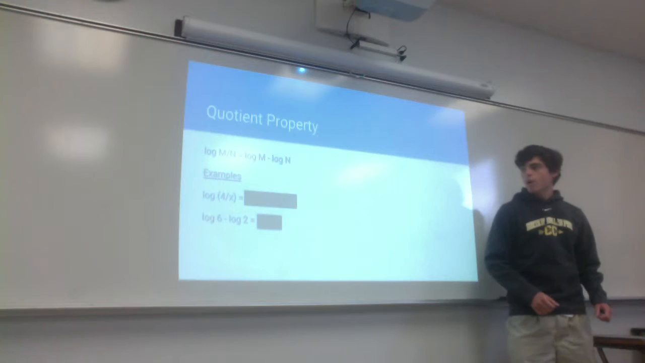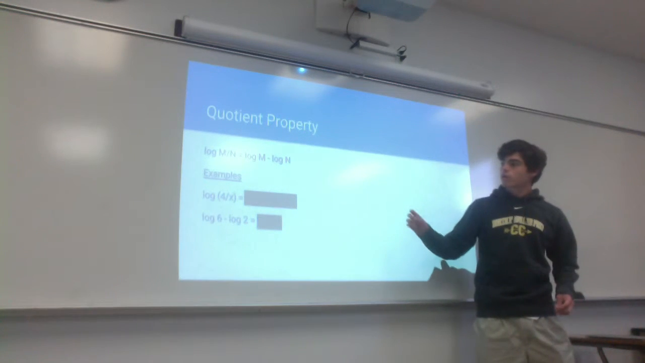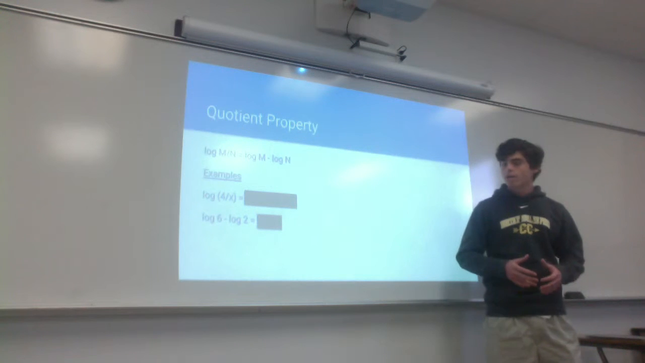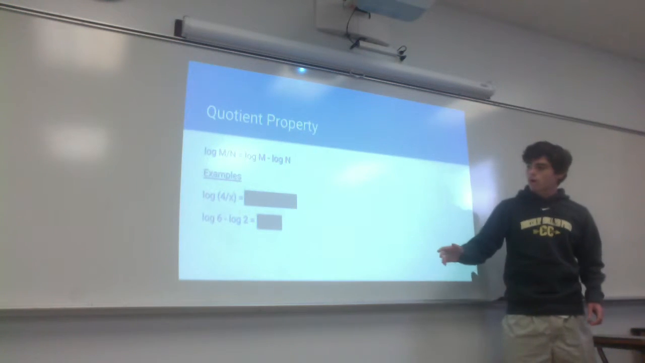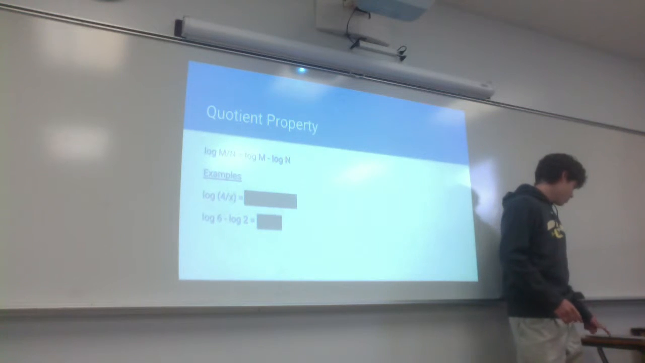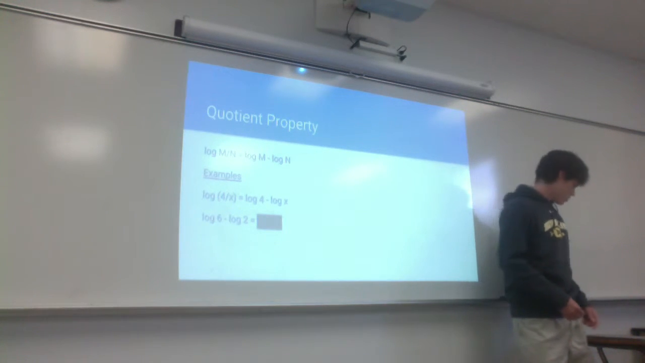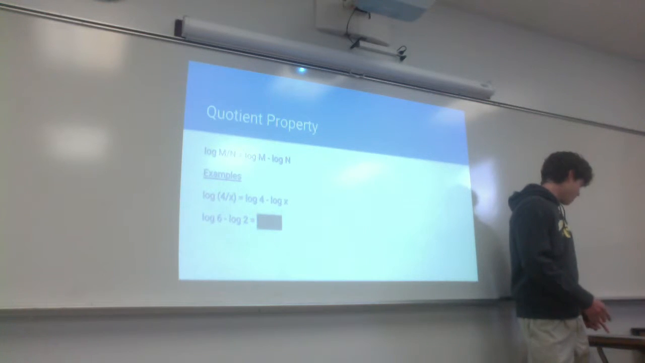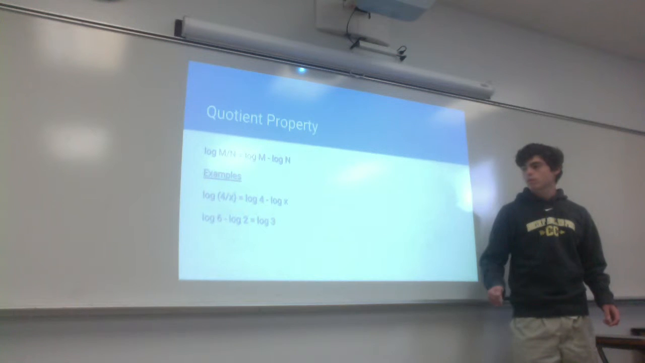So the quotient property is pretty much exactly the same. However, instead of adding the logs of the factors, you are subtracting them. So log of 4 divided by x would be the same as log of 4 minus log of x. Similarly, log of 6 minus log of 2 would be the same as log of 6 over 2, or log 3.